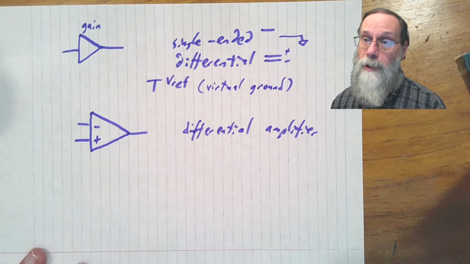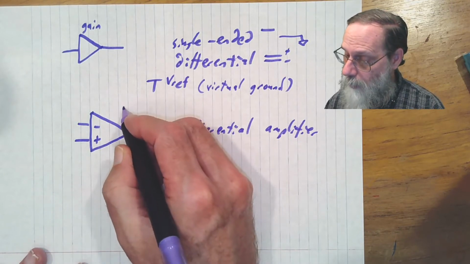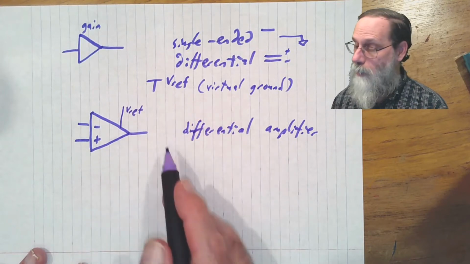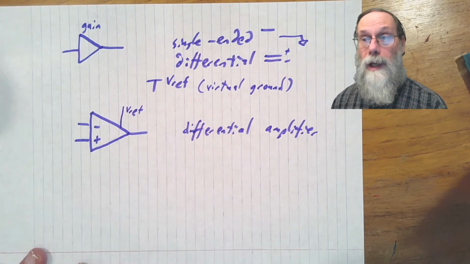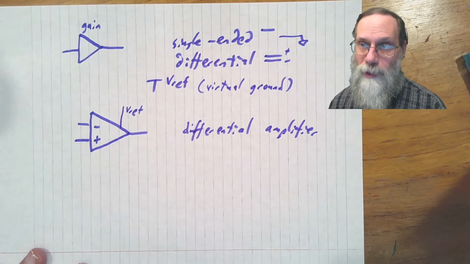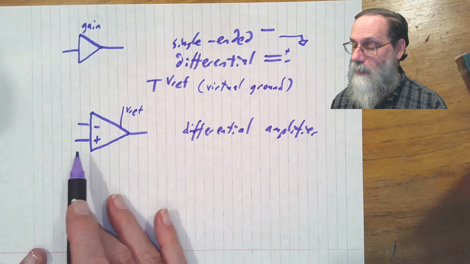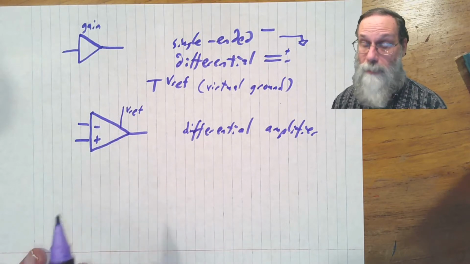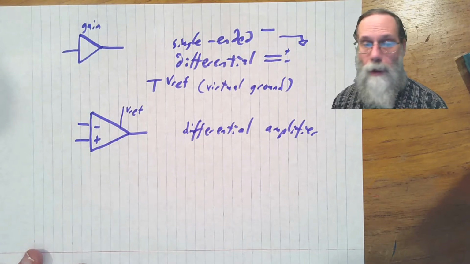Sometimes the differential amplifier will have an extra input to give the reference voltage. Because we've got a single wire coming out here, it's got to be with respect to something. And that, what it's with respect to, is sometimes taken in as an extra input to the amplifier. We'll see that on instrumentation amplifiers particularly.